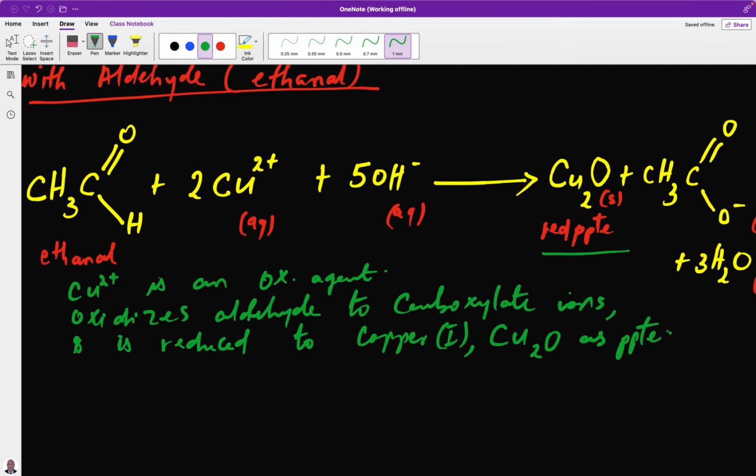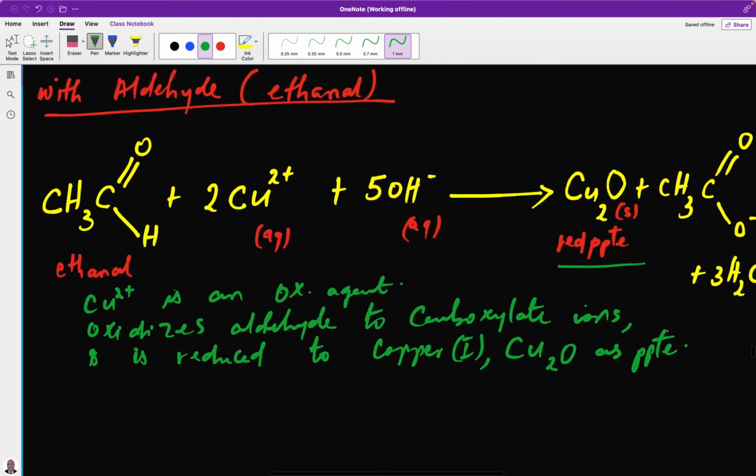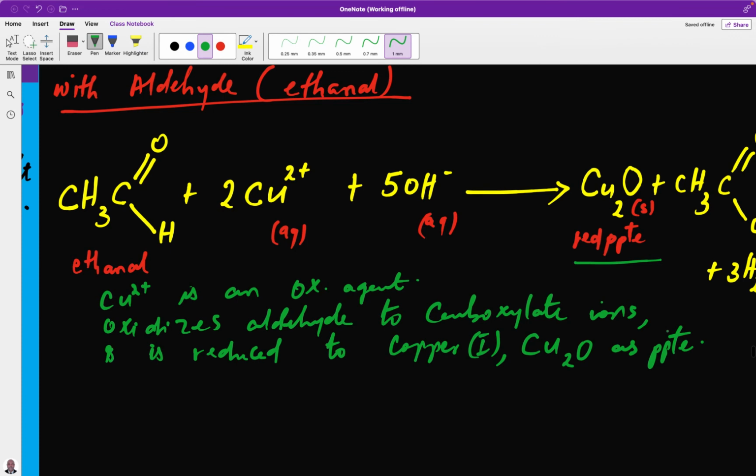It should be noted that the ketone, which is the propanone, is not oxidized. That is why the solution remains blue. So that is the reaction.